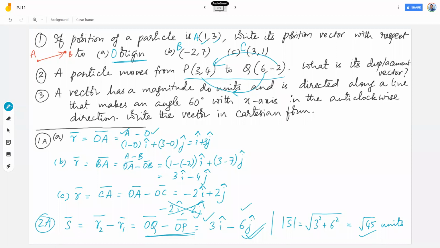Kaushik, if you are looking for explanation for second question, no, I cannot do it. Sorry, there has been enough explanation. This is like a very, very small thing. 6 minus 3 is 3 and minus 2 minus 4 is minus 6. How difficult can that be? You understand? The first one, point A minus point O, point A minus point B, and point A minus point C.